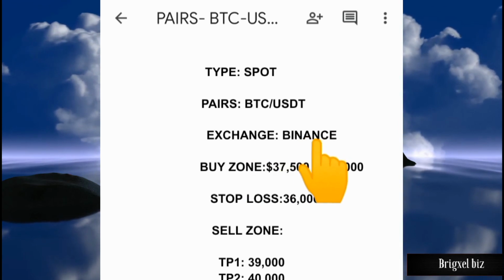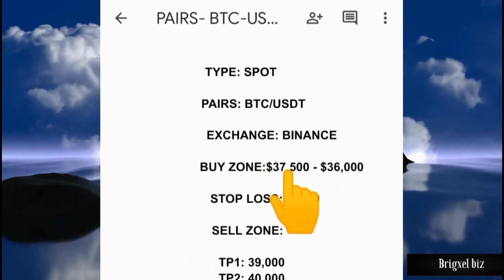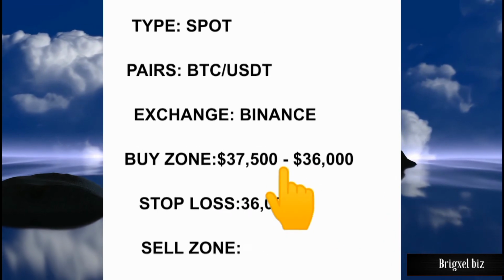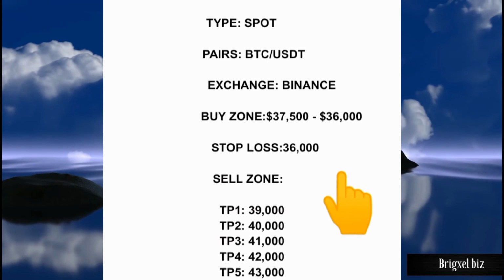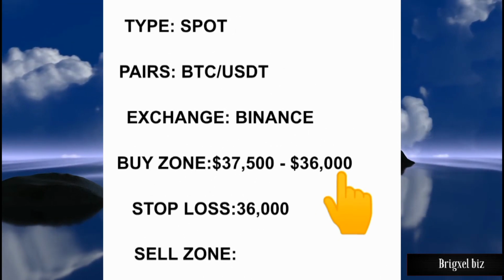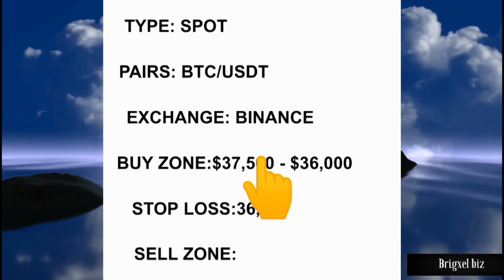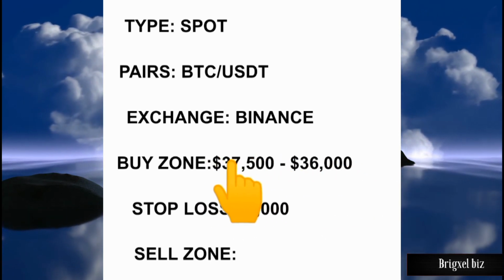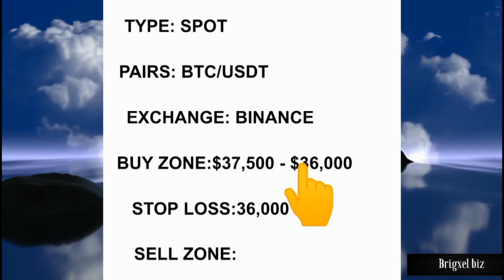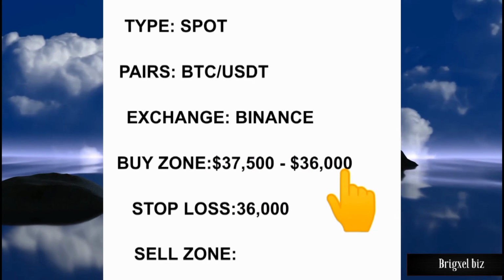This right here talks about the price range where you are going to have to buy Bitcoin. Basically what this means is that if the price of Bitcoin falls within this range, you should buy. So if Bitcoin falls between $37,500 or even down to $36,000, then you should place your buy order. So how are we going to do this? Let's go back to Binance again.